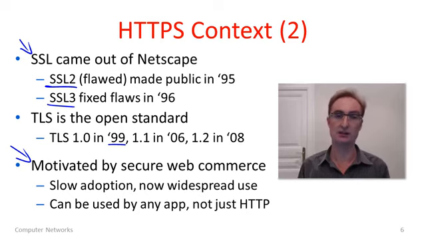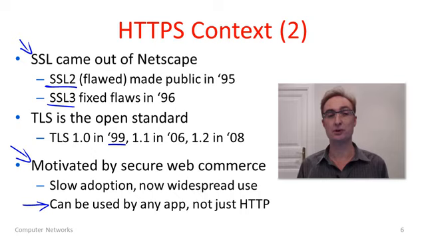The adoption was actually rather slow. Initially it was just used for credit cards rather than everywhere. Partly due to the difficulties of just rolling out any change, partly due to the performance hit that it took to do some of the public key cryptography in HTTPS. Today that's a little less of a concern, and HTTPS is being rolled out really everywhere. It's now in widespread use, and it can be used by any app, not just HTTP.